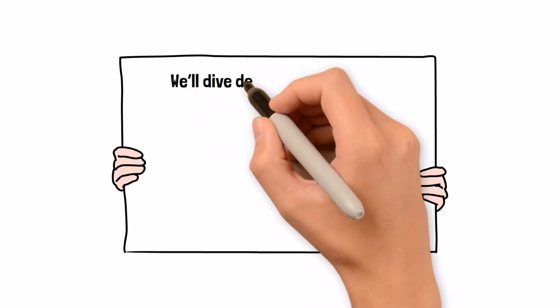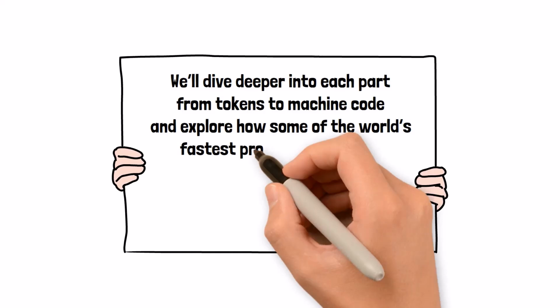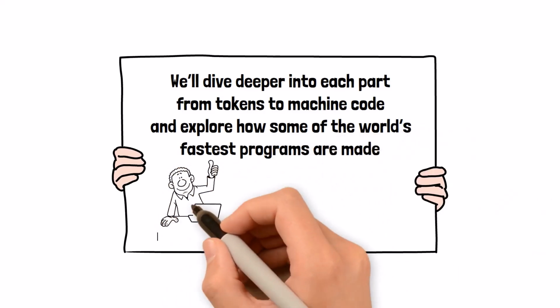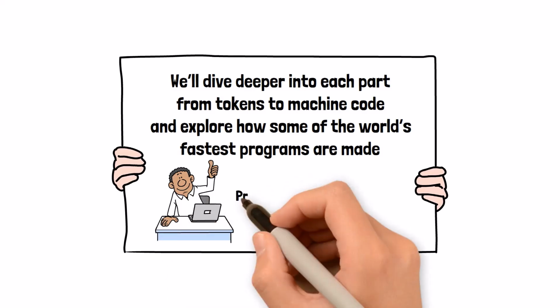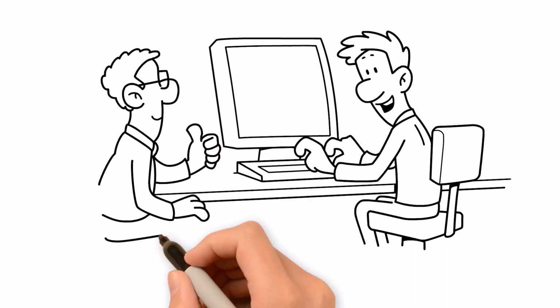In our future videos, we'll dive deeper into each part, from tokens to machine code, and explore how some of the world's fastest programs are made. Until then, keep learning, keep coding, and remember, programming isn't about typing, it's about thinking. And compiler design teaches you how computers understand what you think.